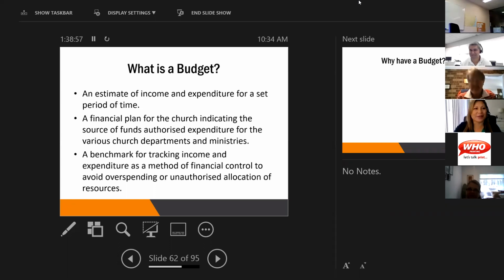All right. So what is a budget? It's an estimate of income and expenses for your local church for a set period, in your case, a year. It's a financial plan for the church that provides guidance for spending within each department or ministry. It's basically a benchmark for tracking your income and expenses that helps you set an expectation for the funds coming in. It identifies wasteful expenditure and helps prioritize its use.